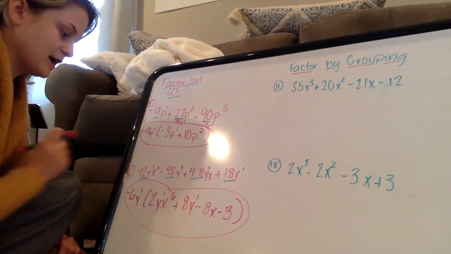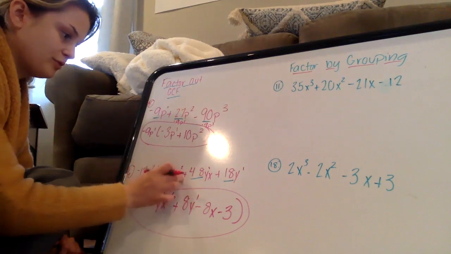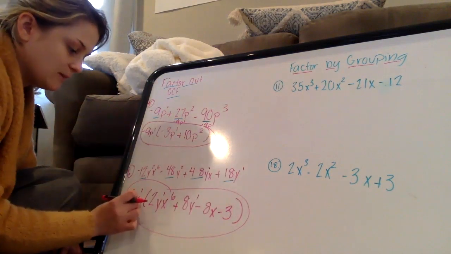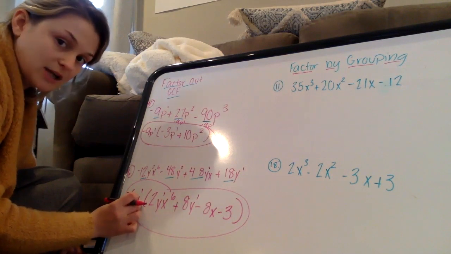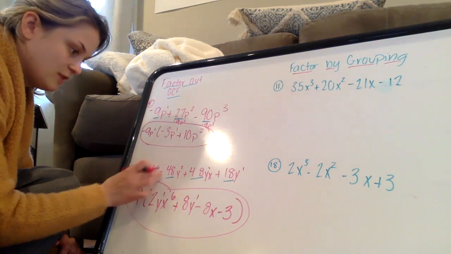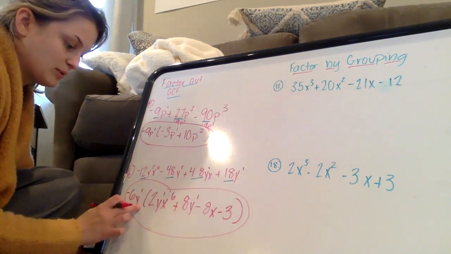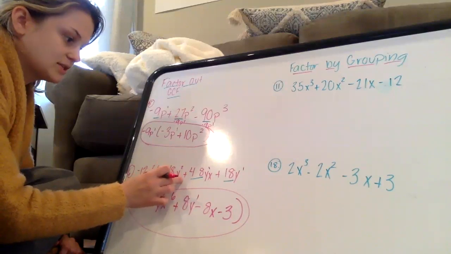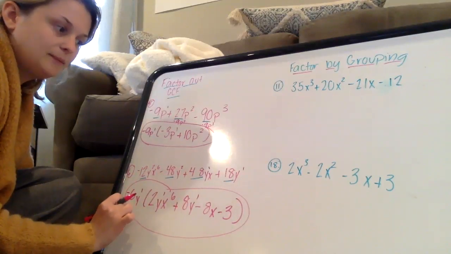Okay, that's greatest common factor. You take the biggest number that can go into all 4 of these terms, and then you take the smallest exponent. Remember, you can only take the variable if each term has it. Remember, we couldn't take the x because there's not an x here or here. Okay?